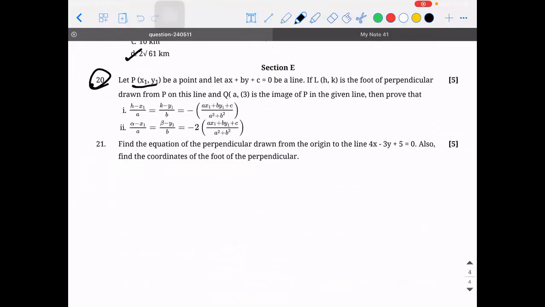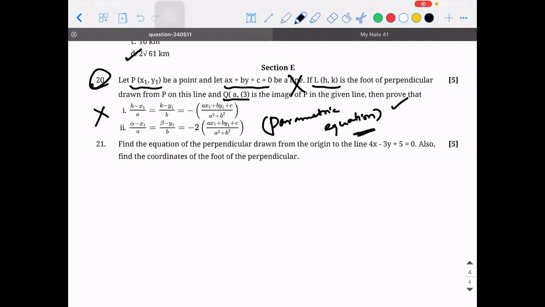Question 20. Let P(x1, y1) be a point and let ax plus by plus c is equal to 0 be a line. If (h, k) is the foot of the perpendicular drawn from the point on this line and Q is the image of the point, then this problem also you can't do. It is higher level thinking, because you have to use something called parametric equation. That is not in the syllabus, sir. I randomly generated the question paper. This is an old paper that I took. So parametric equation is not there in your syllabus, so don't worry. This problem is not needed.